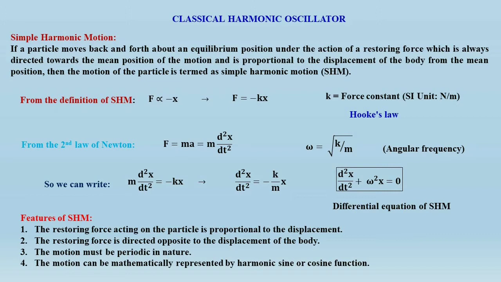Now, as we know, the motion of the bob of a simple pendulum is an example of the motion of a classical harmonic oscillator, and the features of SHM are: the restoring force acting on the particle is proportional to the displacement, the restoring force is directed opposite to the displacement of the body, the motion should be periodic in nature, and the motion can be mathematically expressed by a sine or cosine function, which we shall see.